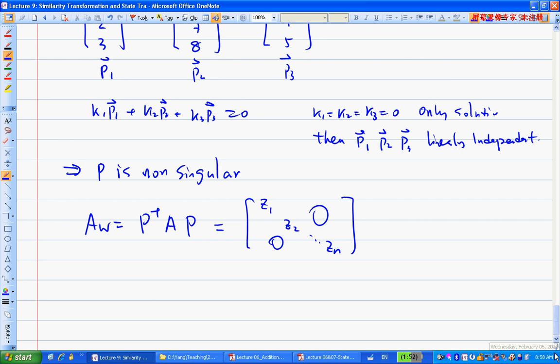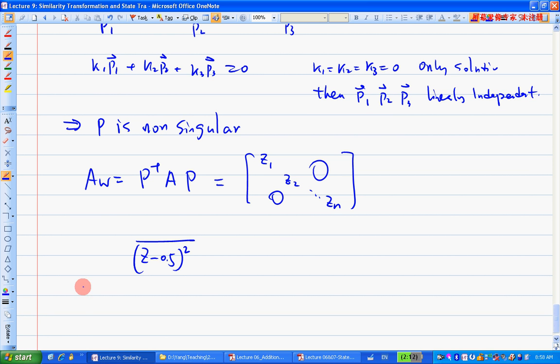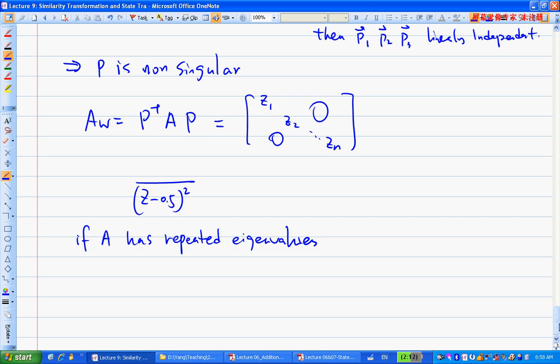Is that possible? Have we ever seen a transfer function with (z minus 0.5) to the power 2? Yeah, that's absolutely right. So if that's the case, then you've got to be careful. There's a conclusion here, though it's not very conclusive: if A has repeated eigenvalues, it doesn't mean that A cannot be diagonalizable.